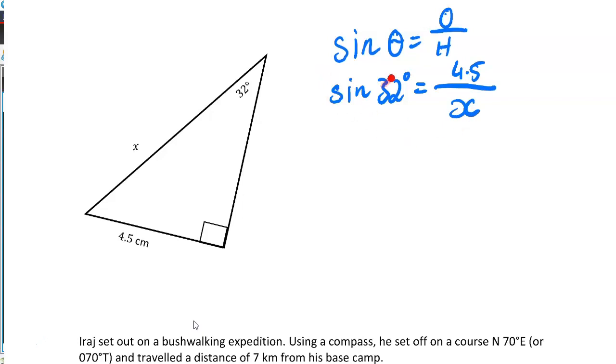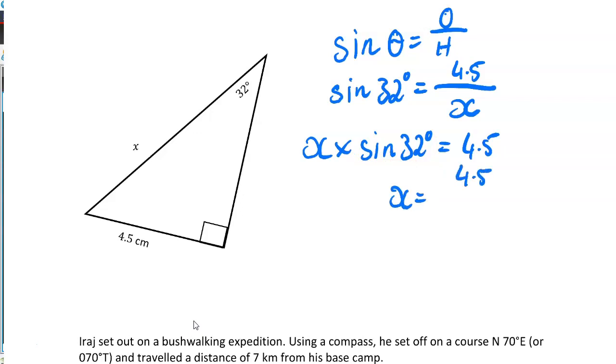Here I've got to do a couple of steps to solve this, don't I, to transpose this. I'm going to times both sides by x first to get it out of the fraction. x times sine 32 degrees equals 4.5. And then I have to divide both sides by sine 32 degrees. So x equals 4.5 divided by sine 32 degrees.